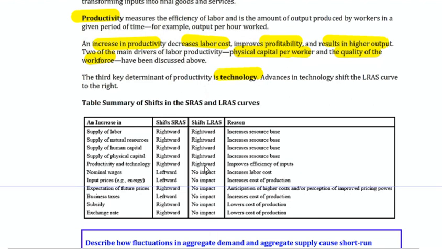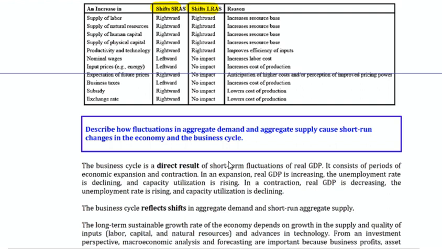Got a nice table for you. What causes shifts in the supply curves, both in the short run and in the long run? There we go. We carry on.